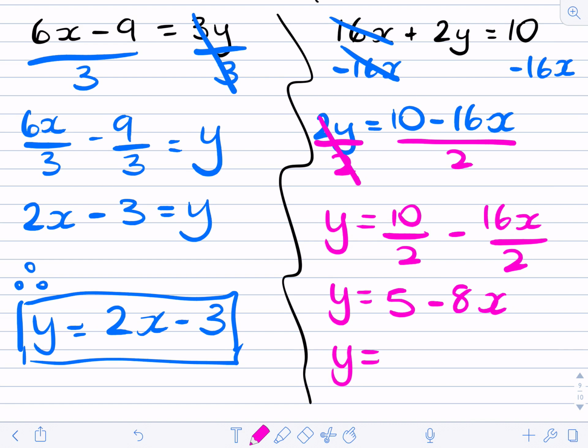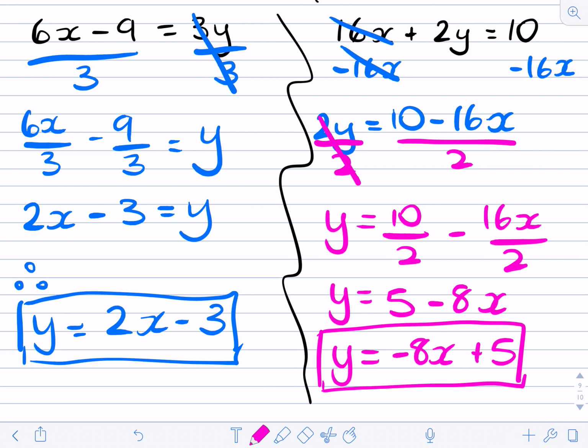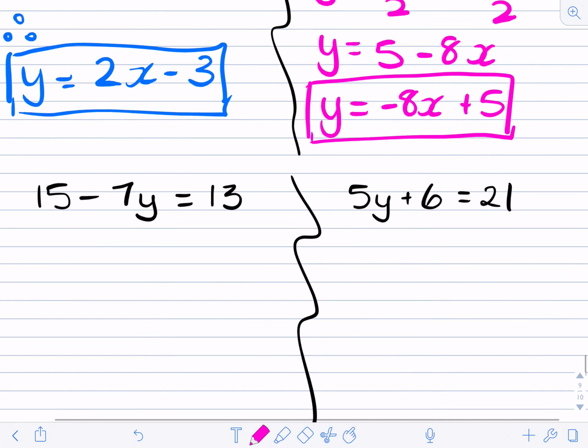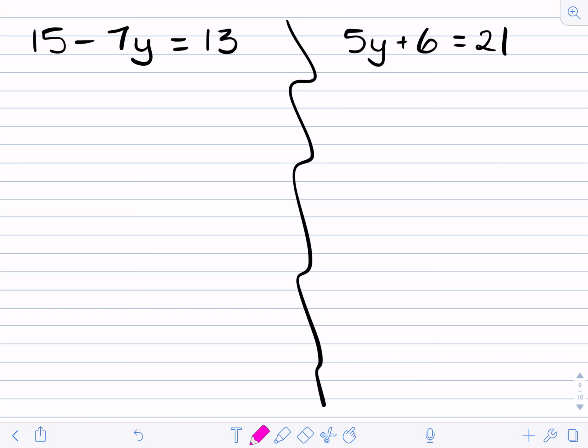Y equals, what's mx here? Minus 8x. And what's b? Plus 5. Now I've made y the subject, and I've also made it y equals mx plus b. Let's move on to the last two.